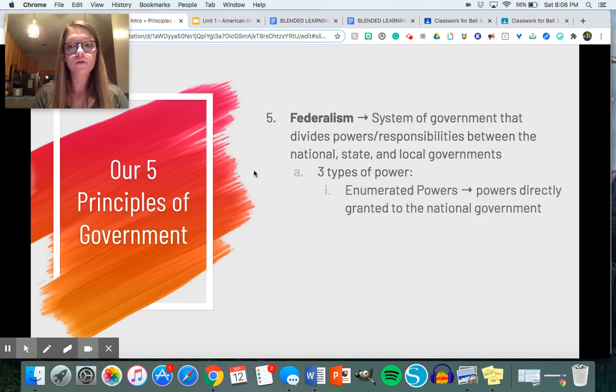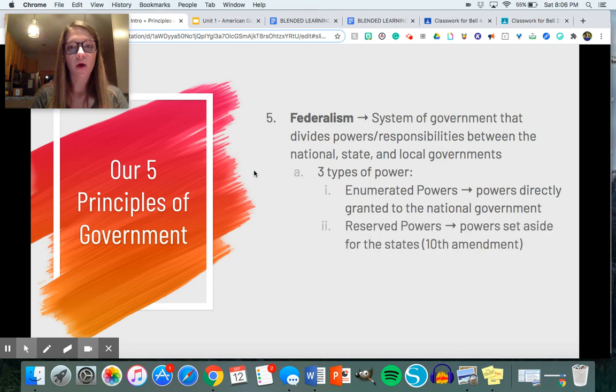Enumerated powers are powers directly granted to the national government: declaring war, coining money, those big ones. Reserved powers are powers set aside or reserved, like you reserve a table at a restaurant, they set it aside for you, for the states. And this is really outlined by the 10th Amendment in the Bill of Rights.